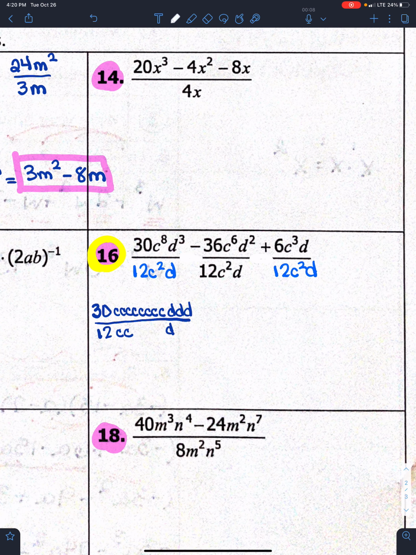Now, when I'm looking at this to see what can cancel out, they can't really cancel, but they can reduce. 30 and 12 can be reduced to 5 over 2. And these c's will reduce. These c's will reduce. These d's will reduce. So what I'm left with in the numerator is c to the 6th power and d squared.